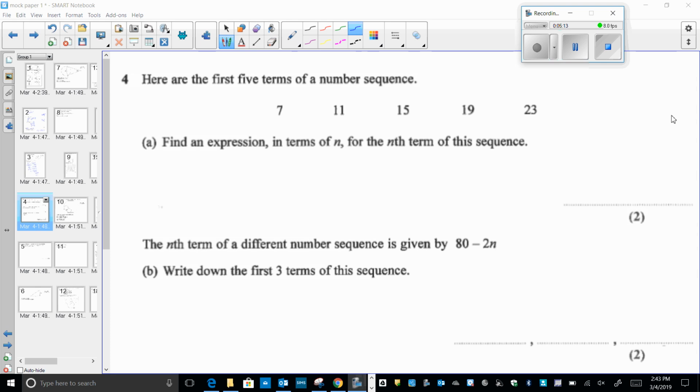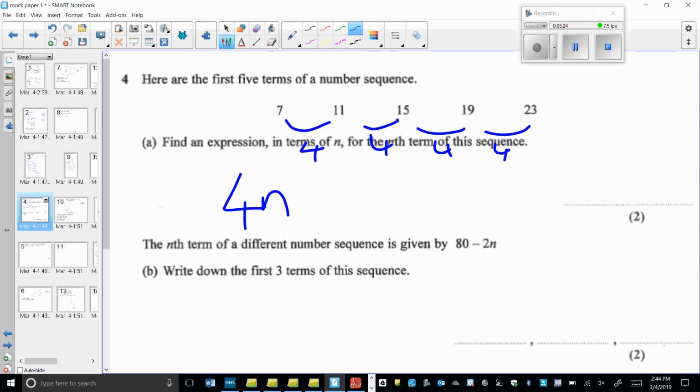Okay, here are the first 5 terms of a number sequence. Find an expression for the nth term. So for sequences we look for the difference, so it's plus 4, plus 4, plus 4. So that's going to be 4n. And then you'd say, what would the term before it have been? Plus 3.